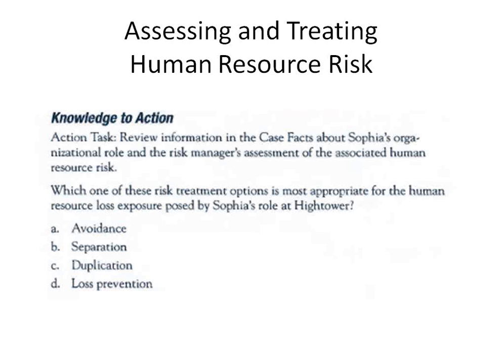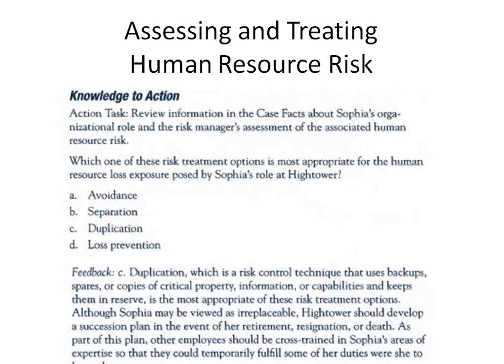So the question is, which one of these risk treatment options is most appropriate for the human resource loss exposure posed by Sophia's role at Hightower? Well, avoidance is not the answer, and this is the type of question you'll probably see. Separation, well, I don't know how you're going to do that. So in this case, it's going to be duplication, which is a risk control technique that uses backups or spares. So the idea is we want to have cross-training. We want to have someone else who has her capabilities.